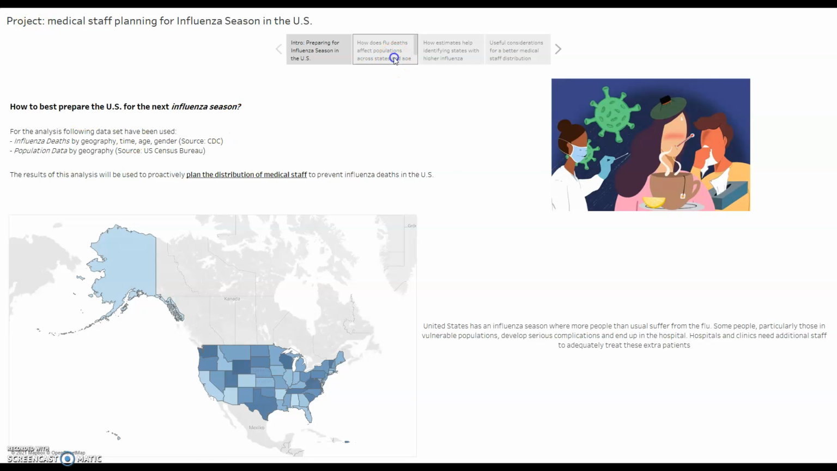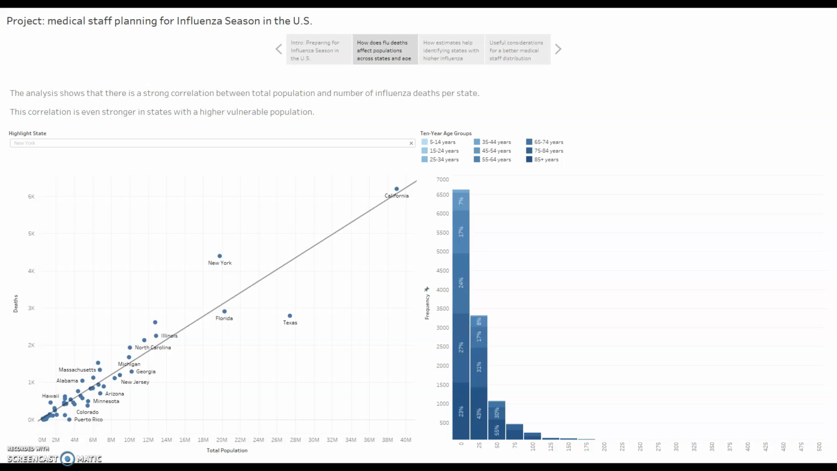Moving on in our presentation, by looking at the first chart on the left side, the integration of the mentioned datasets shows that the relation between total population and number of influenza deaths per state is strong, meaning that states with larger population do register a higher number of flu deaths, especially those with a higher vulnerable population.